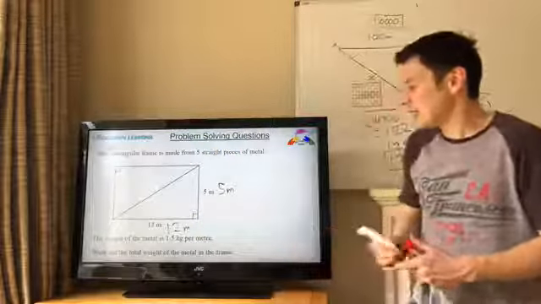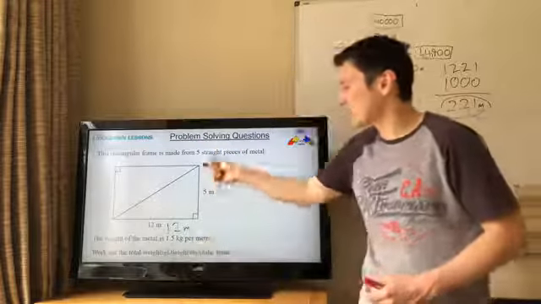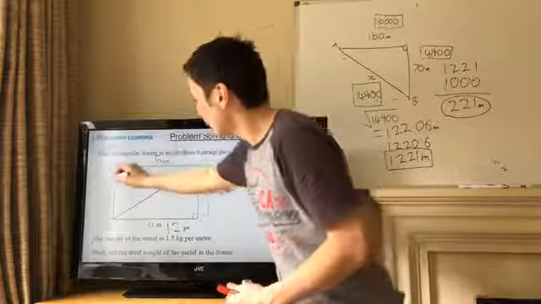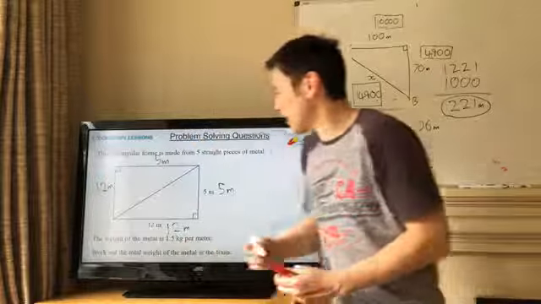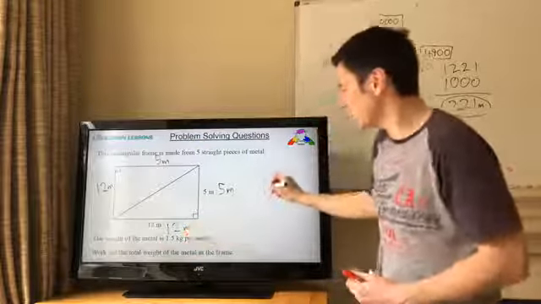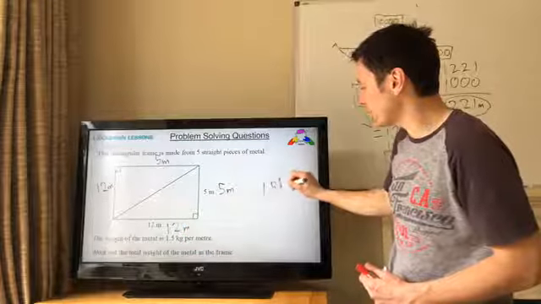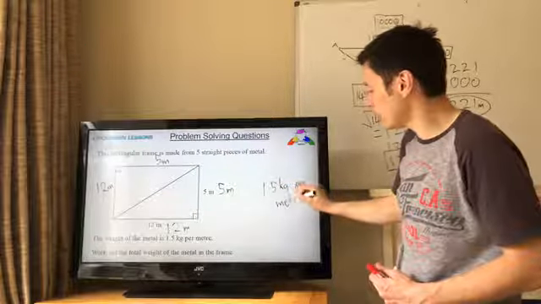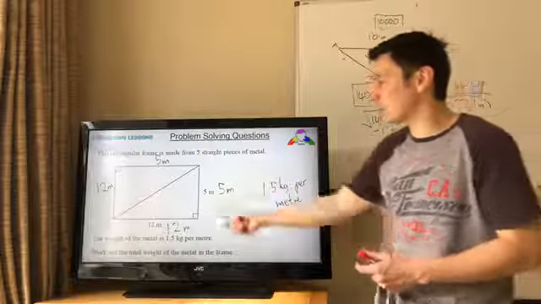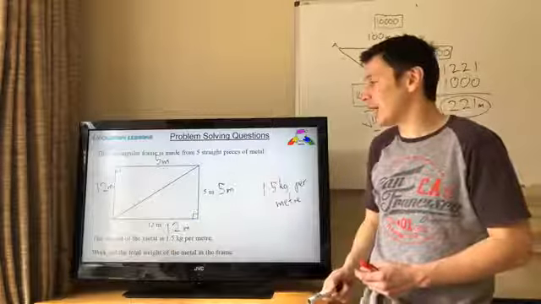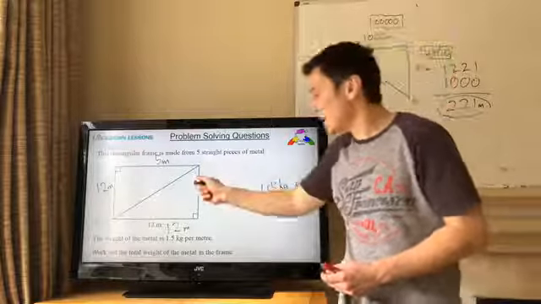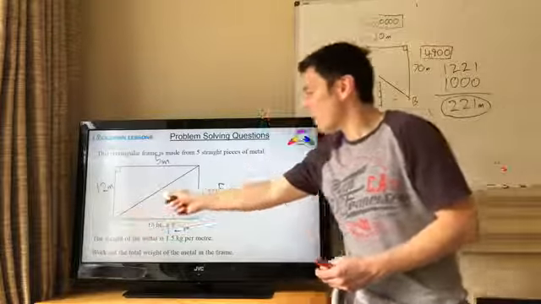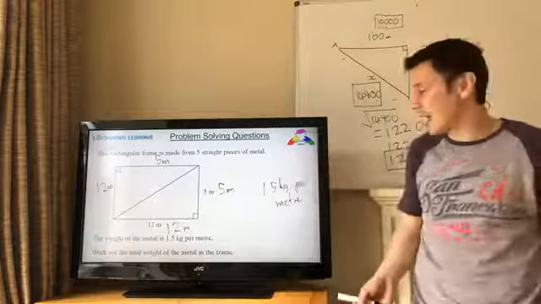Now the idea is to find the total weight of this metal frame. So we know all the lengths are those there. It says metal is 1.5 kilograms per meter. So I want you to find the total length of this frame. Now clearly there is a missing length, this length here. So the first step on this is to find the length of that piece of wire. Then you can add it all up.